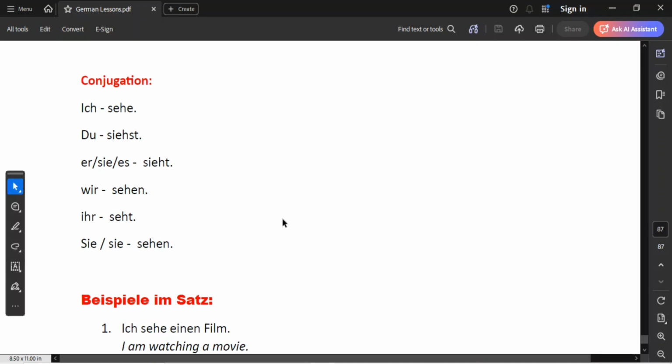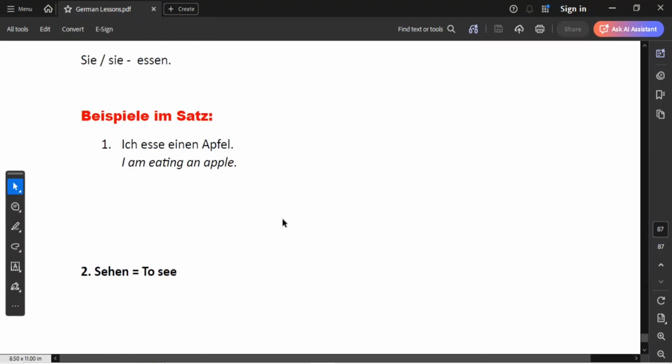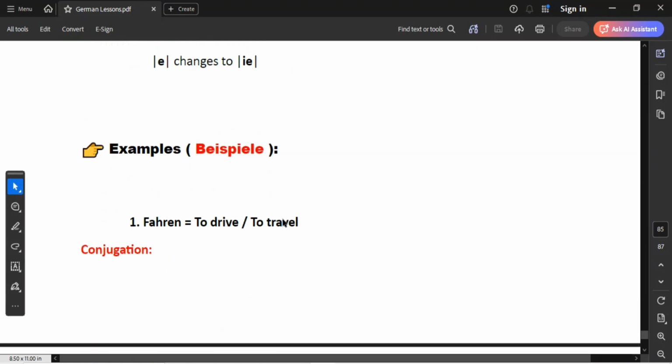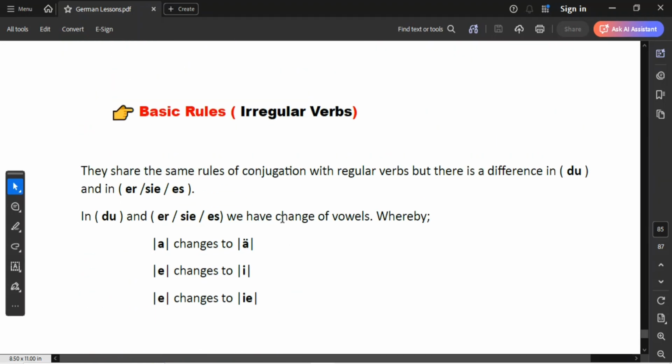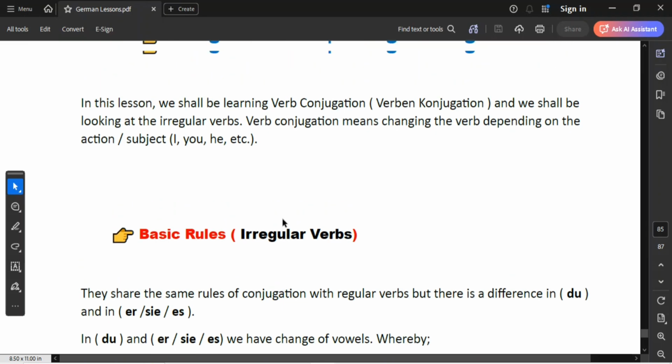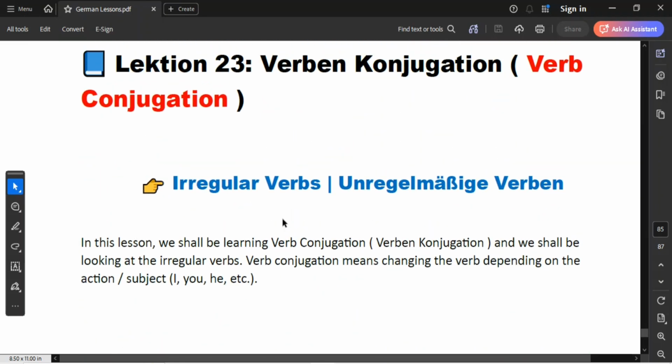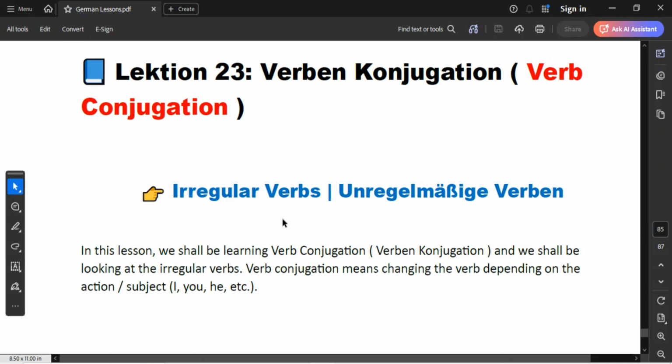Now, having done that, that marks the end of today's lesson. Today we were looking at irregular verbs, the verb conjugation of irregular verbs. Last time we looked at regular verbs, but today we have looked at irregular verbs. It's my hope that you have understood something in today's lesson.